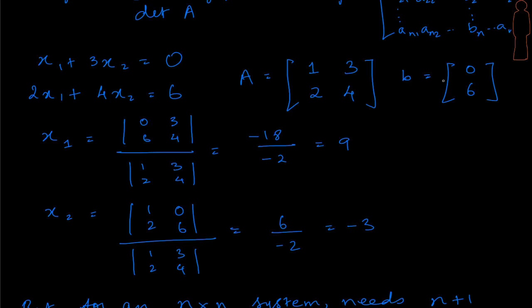So I removed the 1, 2 here, replaced with 0, 6, but 3, 4 remains as it is. I find out the determinant, I got the answer to be 9. Let's take a look at B, this is B1, so this is B2, right? Look at the determinant of B2 and how we obtain B2.